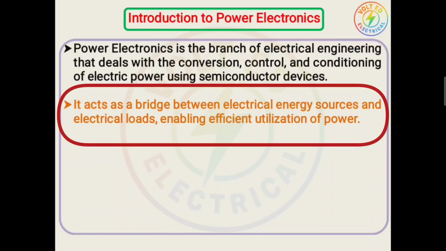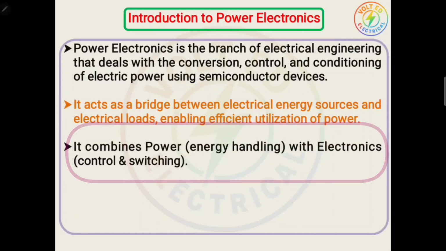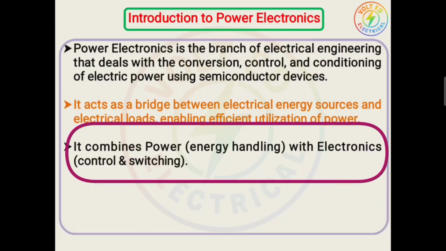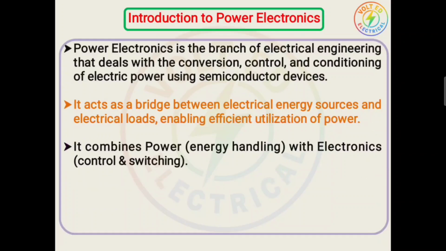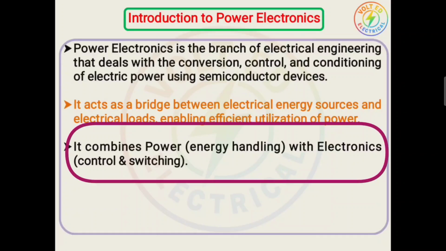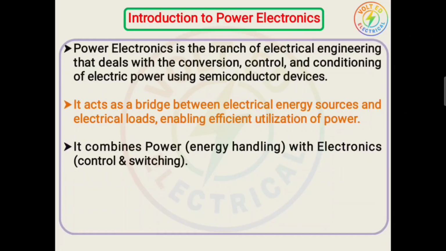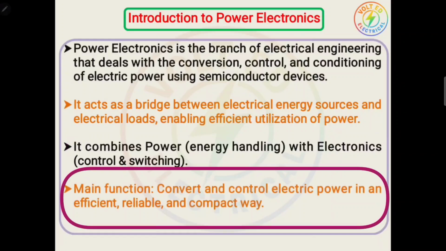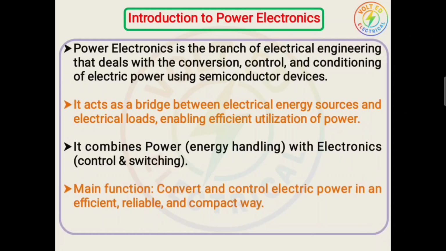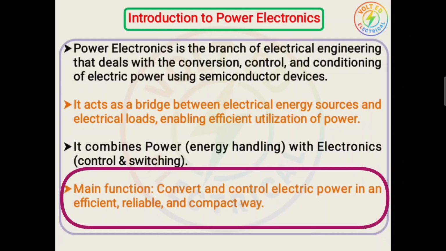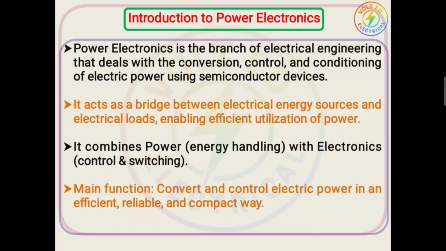Power electronics makes this conversion possible, and it combines power with electronics, that is, the energy handling capacity with electronics, which provides precise control and fast switching. The main function of power electronics is to convert and control electrical power in an efficient, reliable, and compact way. This is the reason why today's systems are much smaller, lighter, and more efficient compared to older electrical equipment.